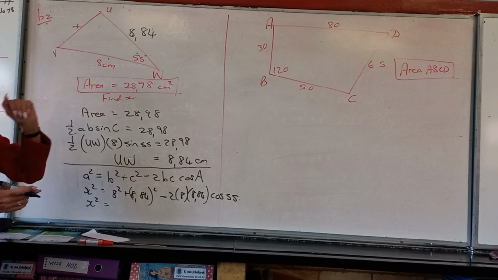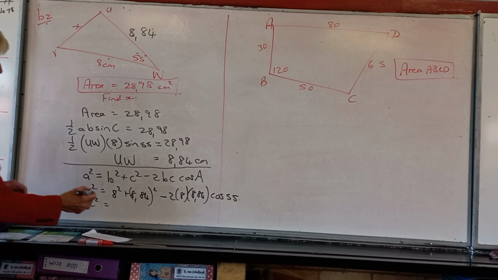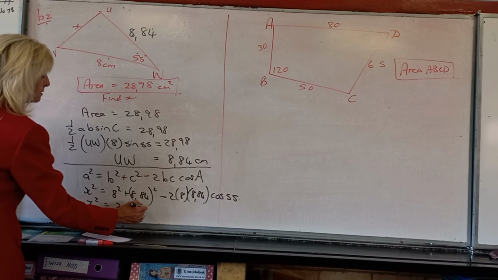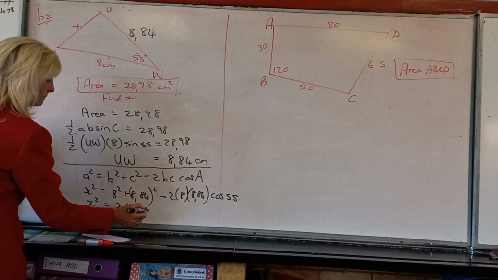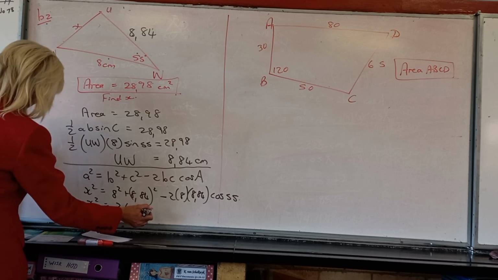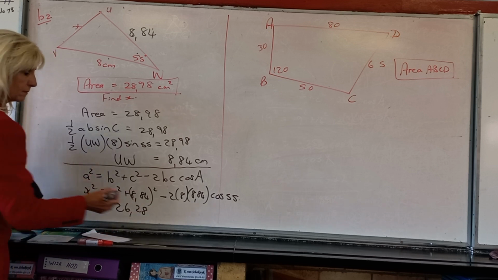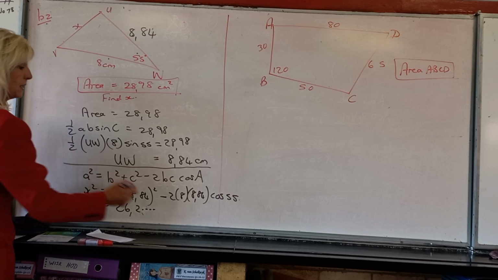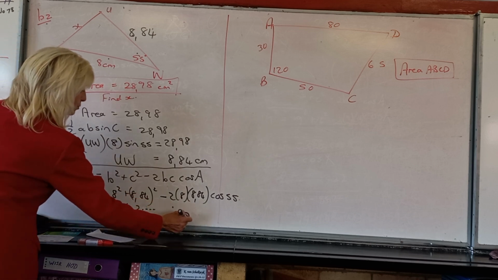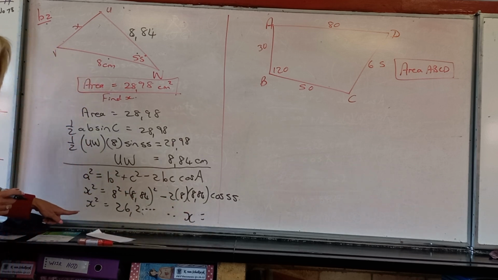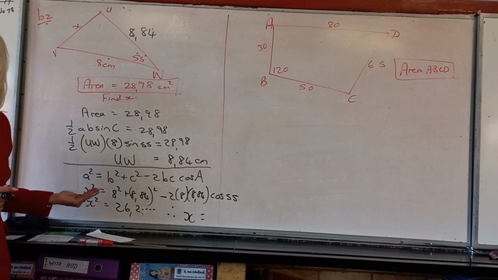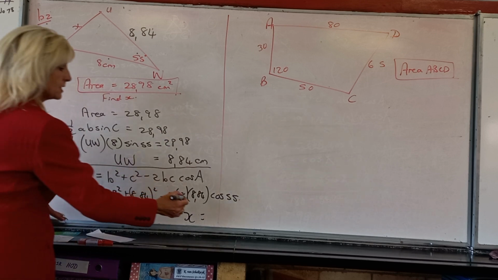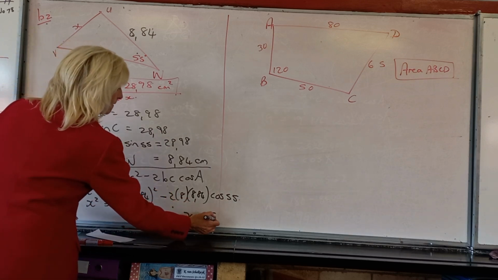Type, type, type, type, and get your answer for x squared is 26.28... Don't round off. Is it rounded off? Yes, it is rounded. Okay, so don't round off. Whatever it was, don't round off. And then the answer for x would be the square root of that. And actually, mathematically, we should say plus or minus, but we don't because x is the length of a side. So x is equal to 5.14 centimeters.